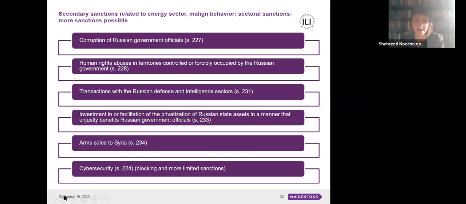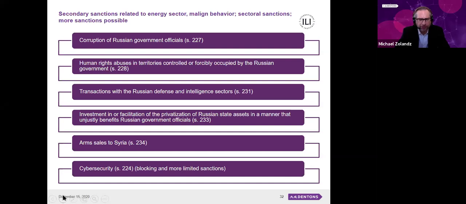First are those under CAATSA. Pursuant to CAATSA, the U.S. can or must impose certain penalties on any person that engages in certain types of transactions with Russian persons, regardless of whether those transactions are lawful under the laws of the applicable non-U.S. jurisdiction. Secondary measures available under CAATSA include those aimed at corruption within the Russian government, in Section 227, human rights abuses in territories controlled or occupied by the Russian government, and transactions with the Russian defense and intelligence sectors in Section 231, which were just used yesterday to target Turkey's Presidency of Defense Industries. And I understand that we have a question specifically with respect to that action. So I'm going to pause here and let Mike take it away for that question.